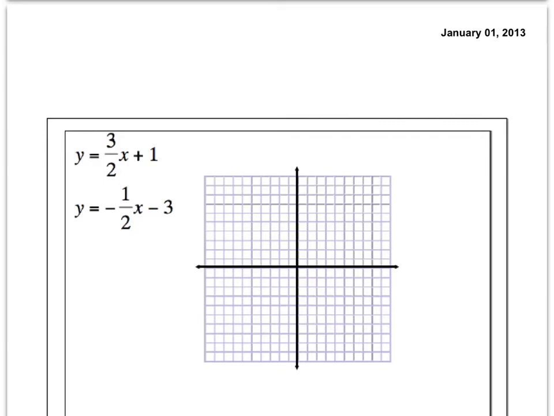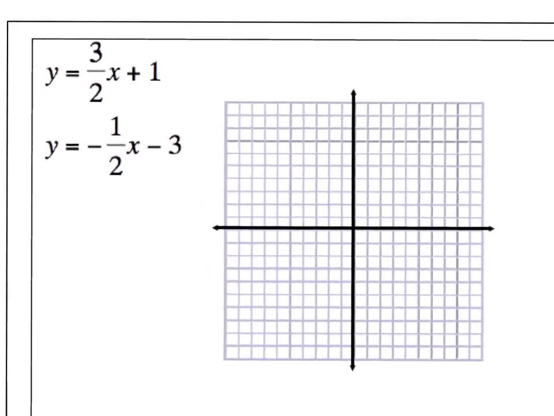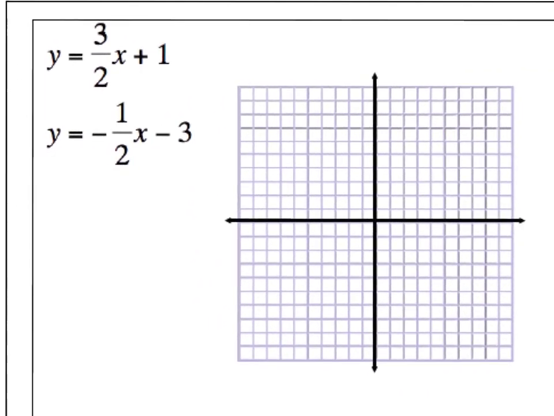Moving on to the next page, we're going to plot these as well. I'm going to go ahead and zoom in the best that I can, and I'm going to plot the first one in red. At 1, I'm going to make my y-intercept, and from there I'll use my slope to go up 1, 2, 3, and over 2. Up 1, 2, 3, and over 2. I'm going to just keep continuing on with the pattern, and connect them.